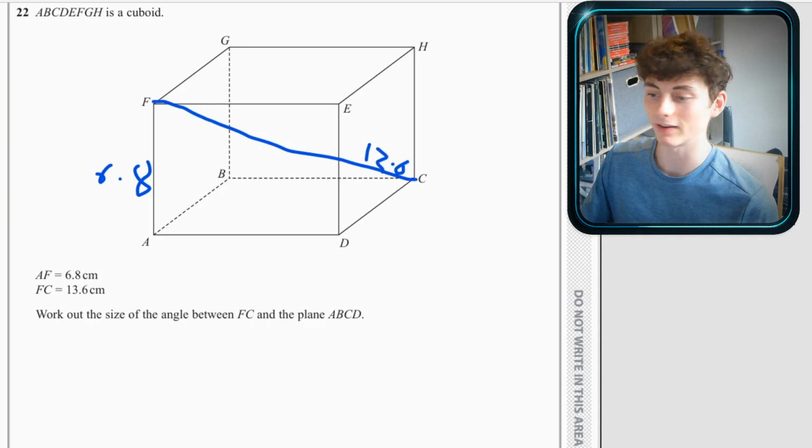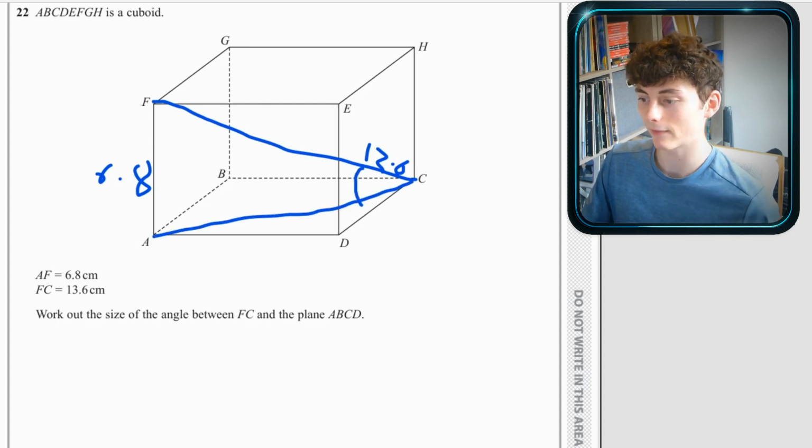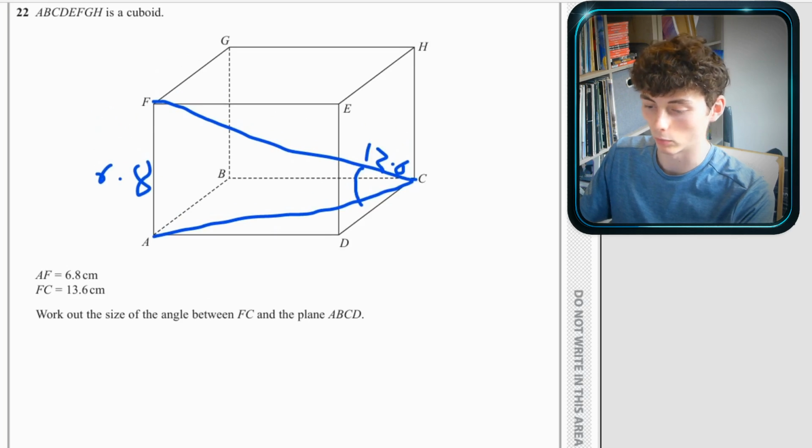The reason they put these questions in, it's so hard to image it in 2D. Okay, what they want us to do is find this angle here that subtends from this line FC, this diagonal line, and the base of this cuboid. So this isn't even that difficult because you need to know your sine cosine rules.